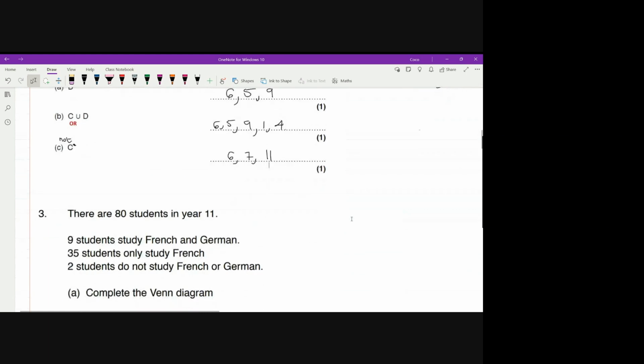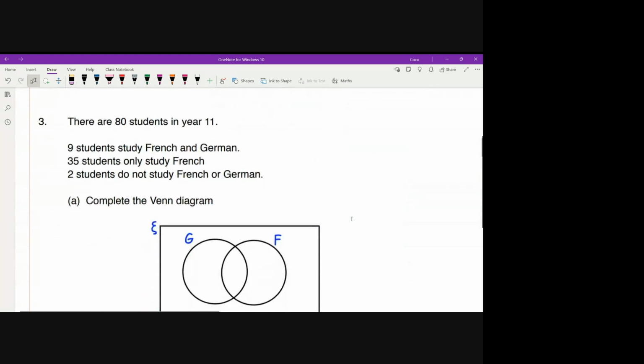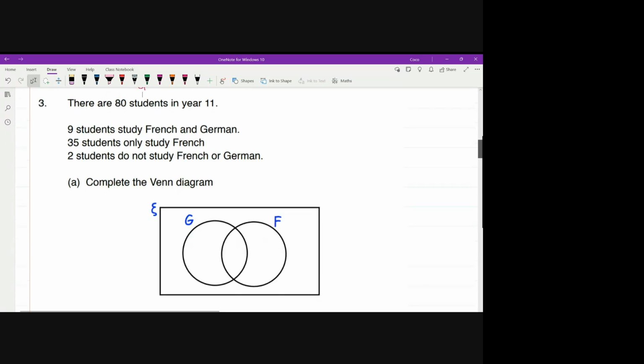Okay, let's go into some extra stuff today. Today we're going to be talking about how to figure out what happens when we have an overlap and how to find the overlap in between each of these. All right, let's read the question over here. It says, there are 80 students in year 11, right? 9 students study French and German. Where does this French and German, where do I put those 9 students? Who can tell me? Where do those 9 students go?